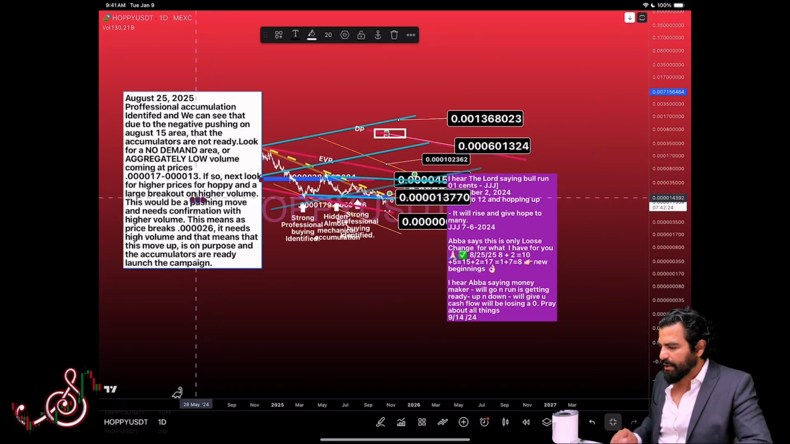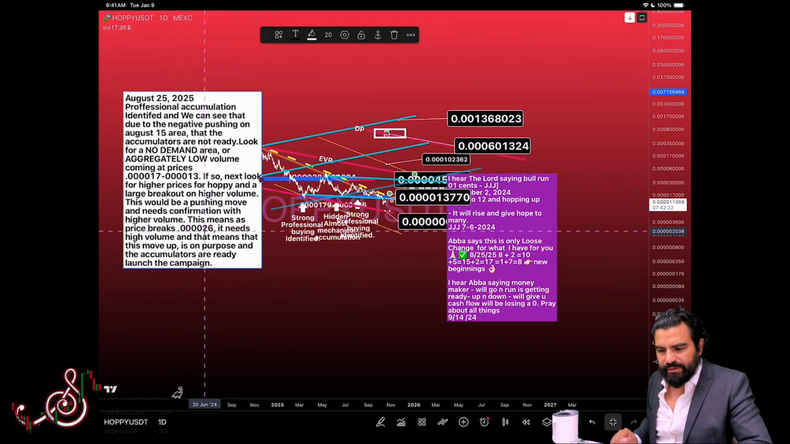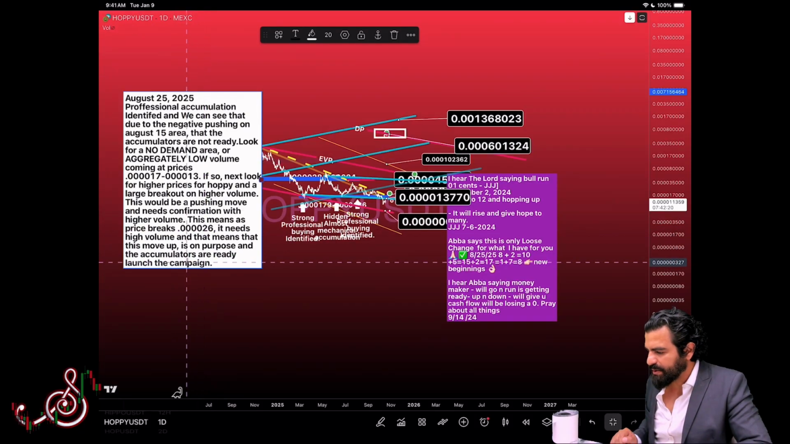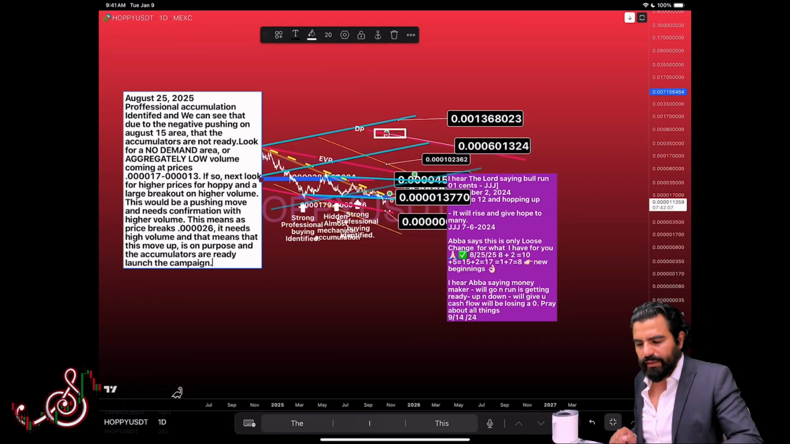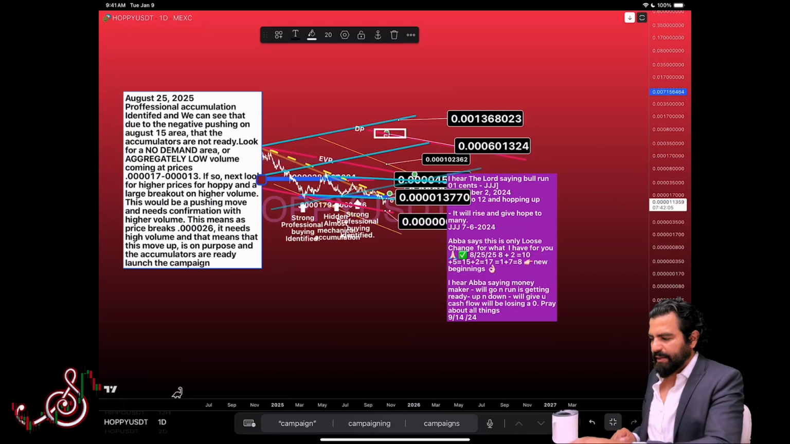Back in August, this means price breaks above 0.0026. We don't have that. On purpose accumulation campaign. We can see that due to negative pushing in this area, the accumulators are not ready. Look for no demand, not ready. That's what we just talked about right now.